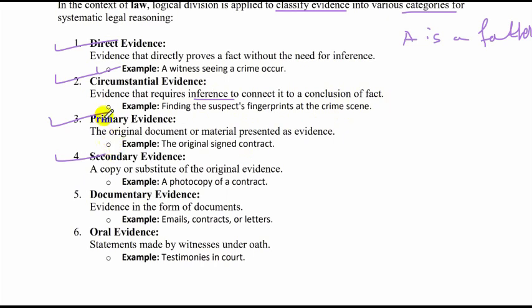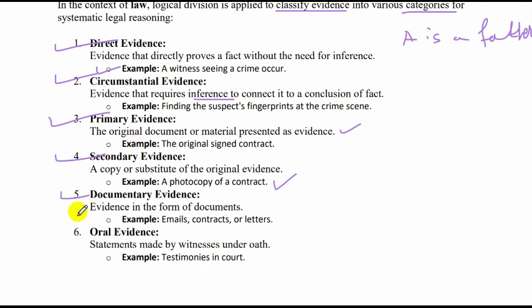Primary evidence: the original document or material presented as evidence, such as the original signed contract or the original will for a probate. Secondary evidence: a copy or substitute of the original evidence, such as a photocopy of a contract. So these four are very simple.